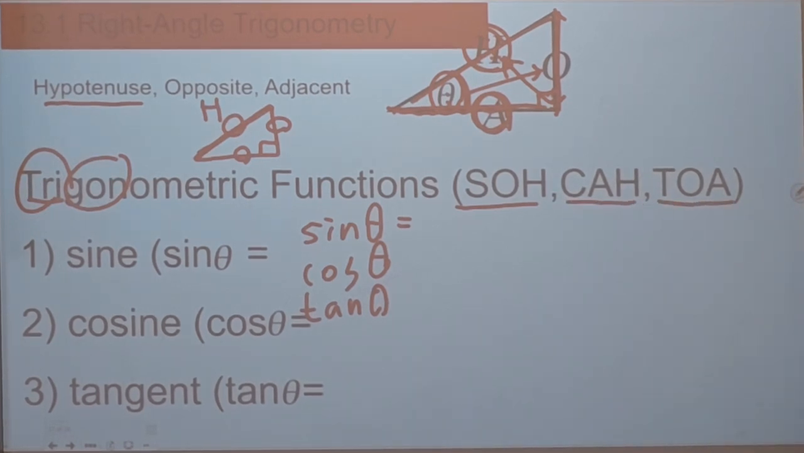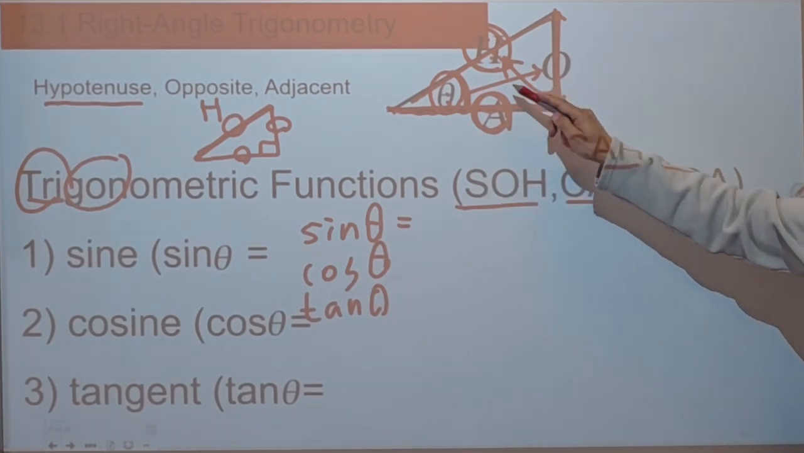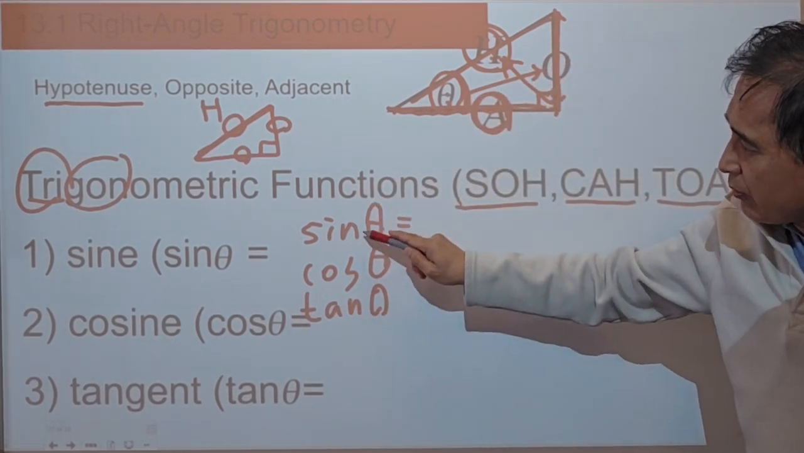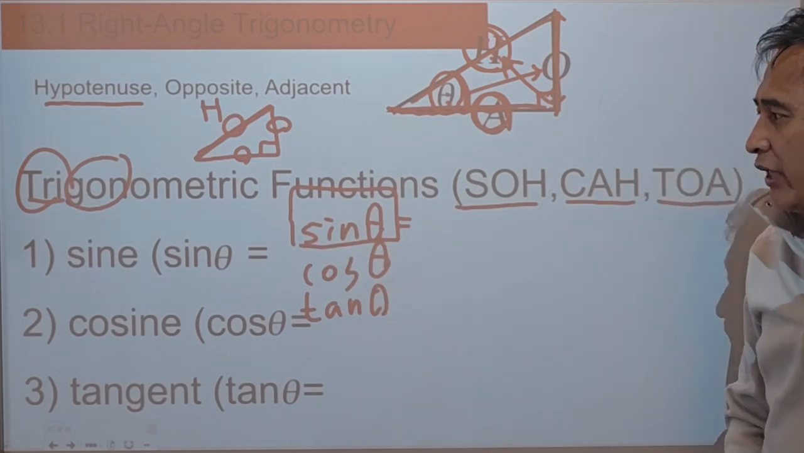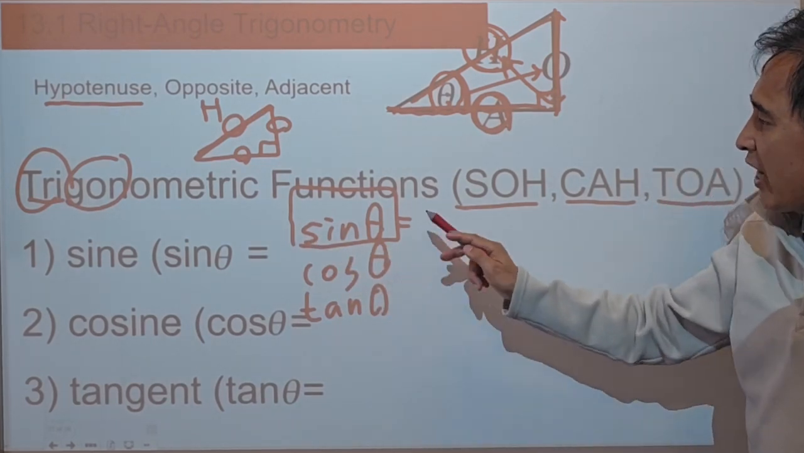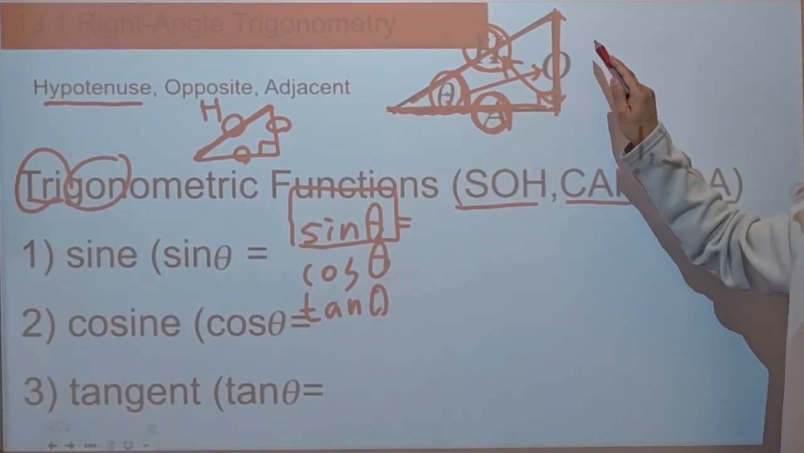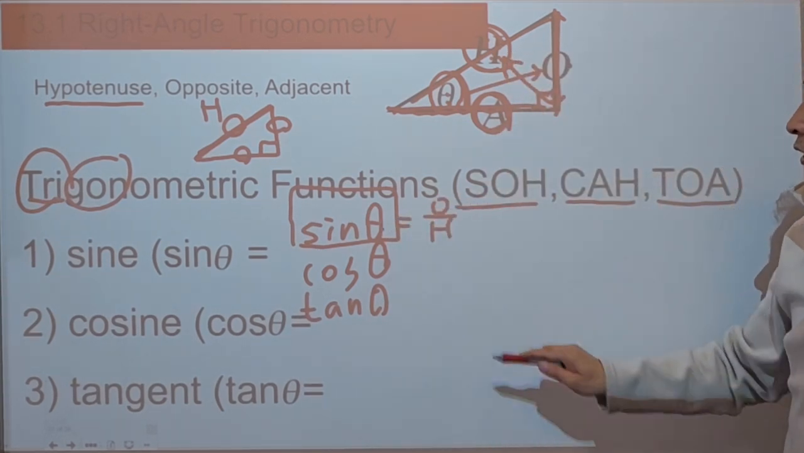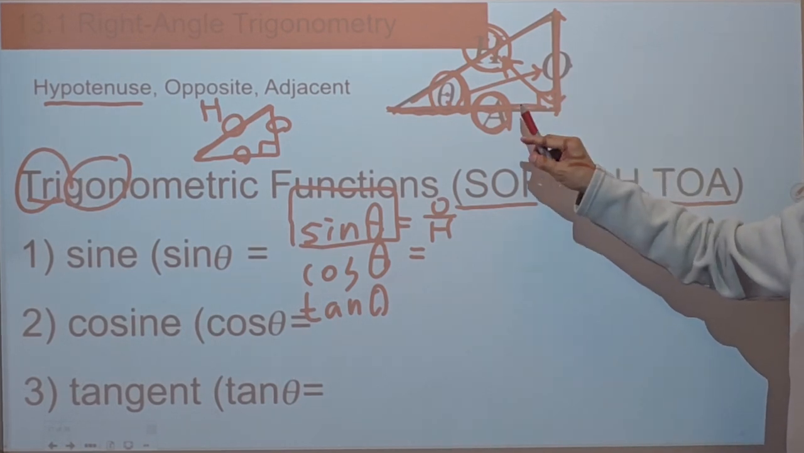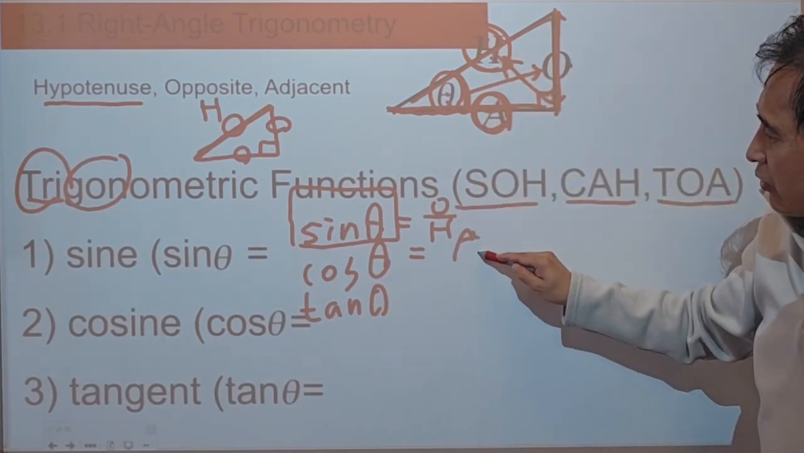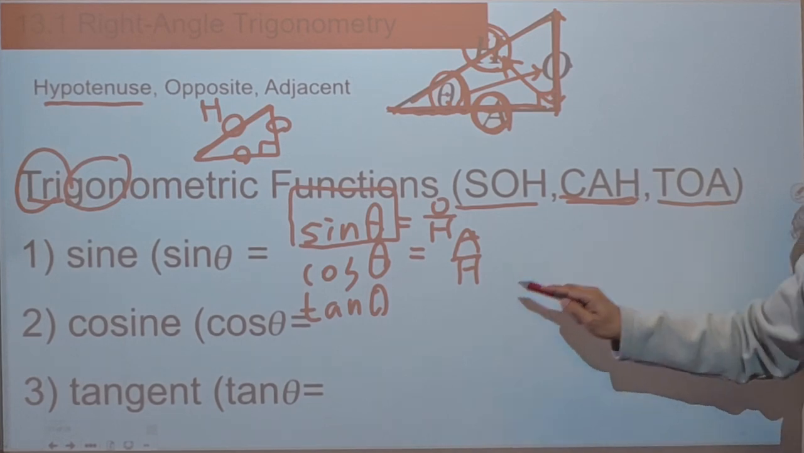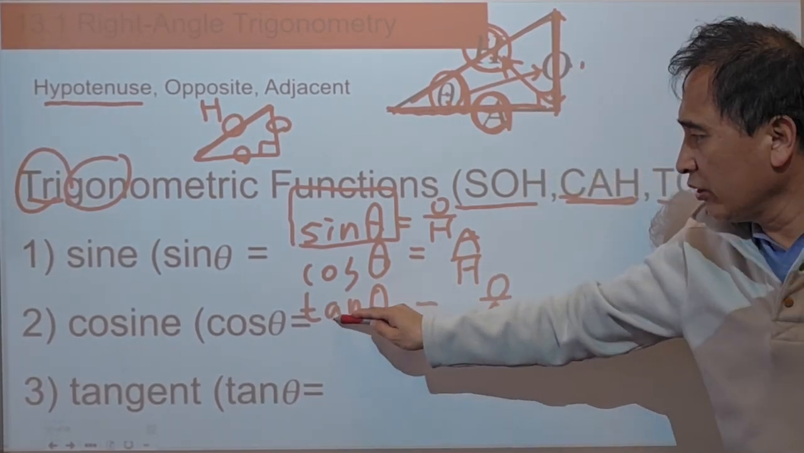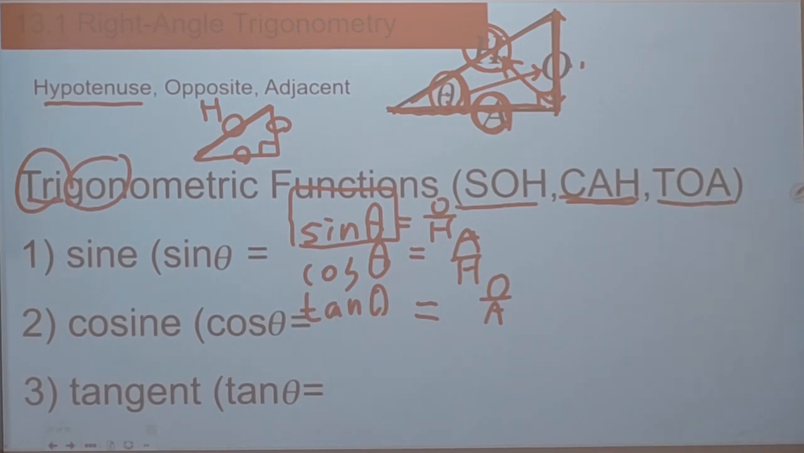Then we call it SOH. SOH means sine is the ratio with the angle theta here. All the time, sine, cosine, tangent, after that should be an angle. They go together all the time, they cannot be separated. Sine theta is opposite over hypotenuse. Cosine is adjacent over hypotenuse. And tangent is opposite over adjacent, we read it TOA, to memorize easily. So TOA we call it.